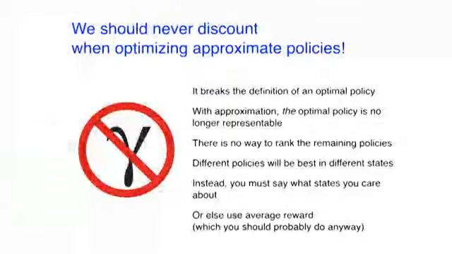We should stop because it breaks the definition of an optimal policy once we're doing approximations, because the optimal policy is no longer representable, and so there's no way to rank the remaining policies. When you're doing approximations, one policy may be good over there, and a different policy good over here, and you can't just use discounting the way you can in the tabular case.